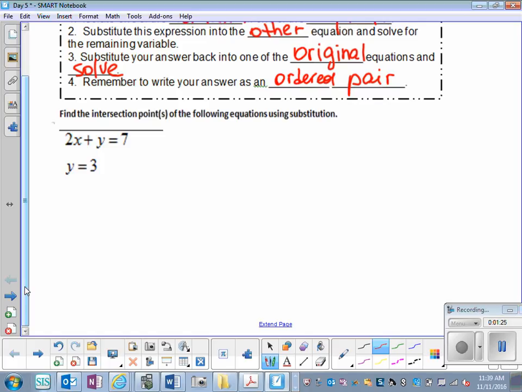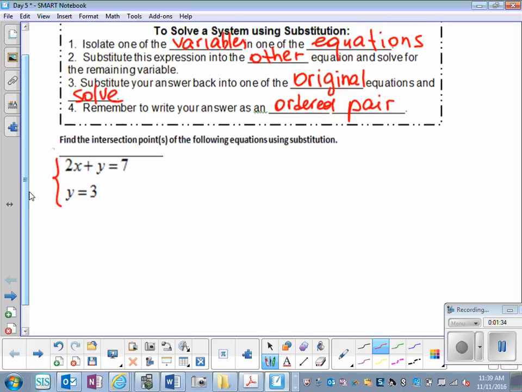Okay, let's go through this simple example. Find the intersection points of the following equations using substitution. So basically, solve the system. The first step is to isolate one of the variables in one of the equations. Which variable should we isolate and which equation should we use?